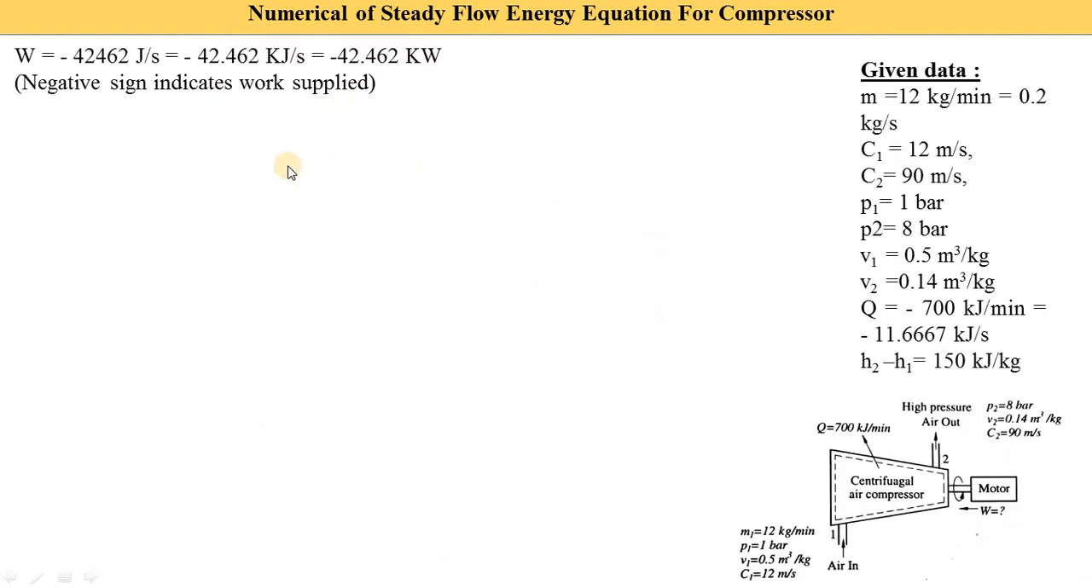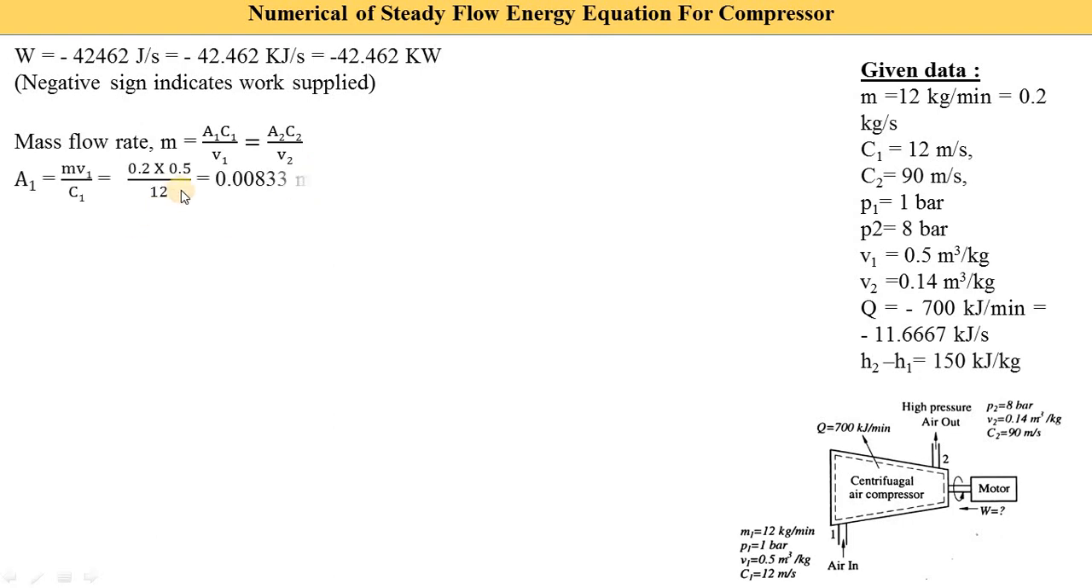Now we are going to find out D1 upon D2. The W that we found out is mentioned here. Now to find out D1 and D2 we need to find out the area, and the area is found by using the equation of mass flow rate. So mass flow rate M is equal to A1 times C1 upon the specific volume V1 for the inlet. Similarly for the outlet we make this equation, A2 into C2 upon V2.